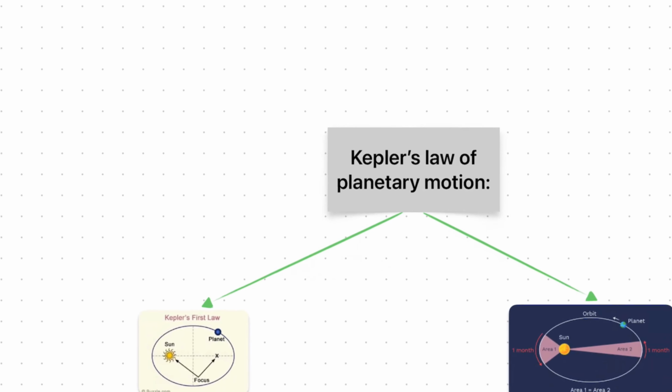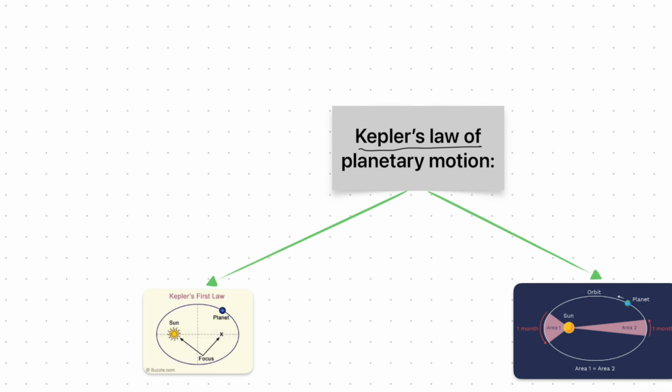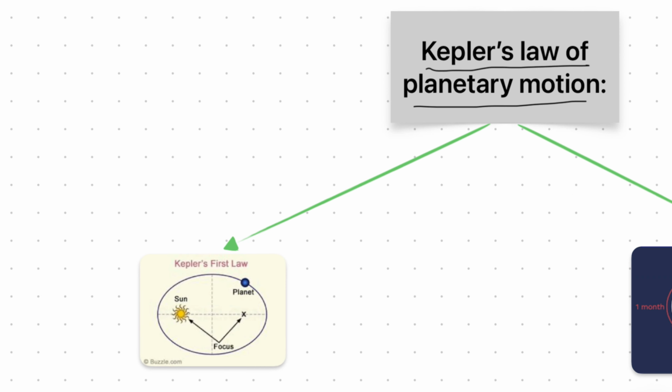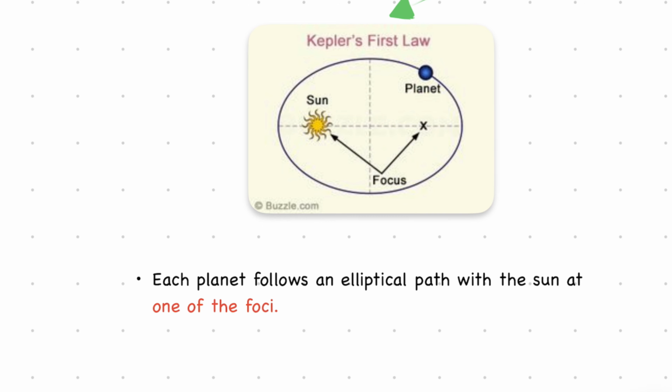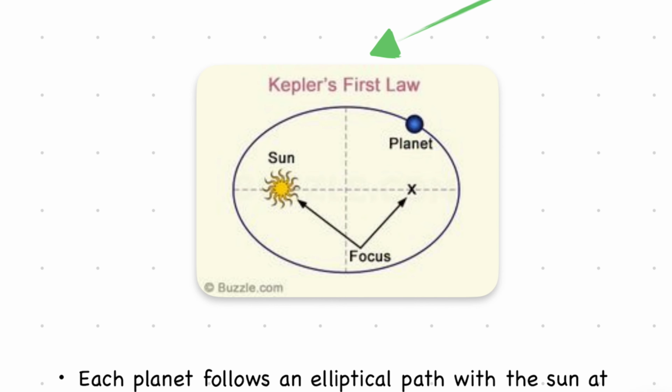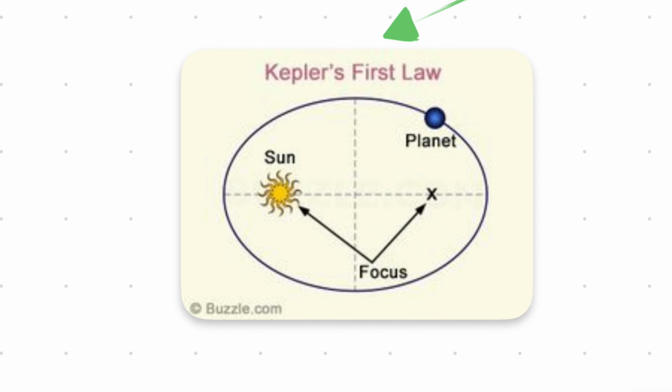Now we'll come to Kepler's law of planetary motion. So what is this Kepler's law of planetary motion? First we have two laws. Now we'll look at the first. Each planet follows an elliptical path with the sun at one of the foci. The sun can be at any of the foci. It can be here or it can be here. I have already told you about the elliptical path. Due to this elliptical path, the distance between the sun and our planet Earth always varies. Suppose this is our planet Earth. Sometimes they are very near, sometimes they are very far. This is what the first law says.